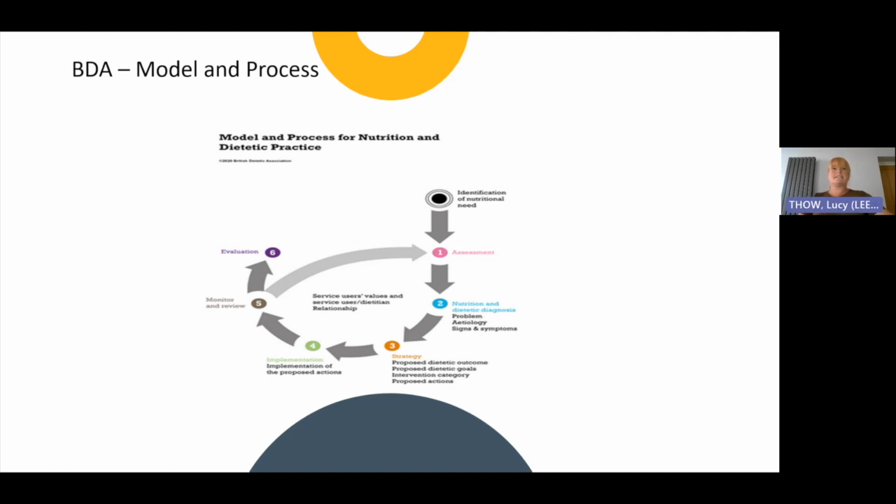We would then assess the nutritional issues and formulate a nutrition and dietetic diagnosis made up from problem, etiology, signs and symptoms. From this, we would propose dietetic outcomes and goals in collaboration with the service user. The proposed actions would be implemented. We would then monitor, review and evaluate. At the centre of all this would be our service user.